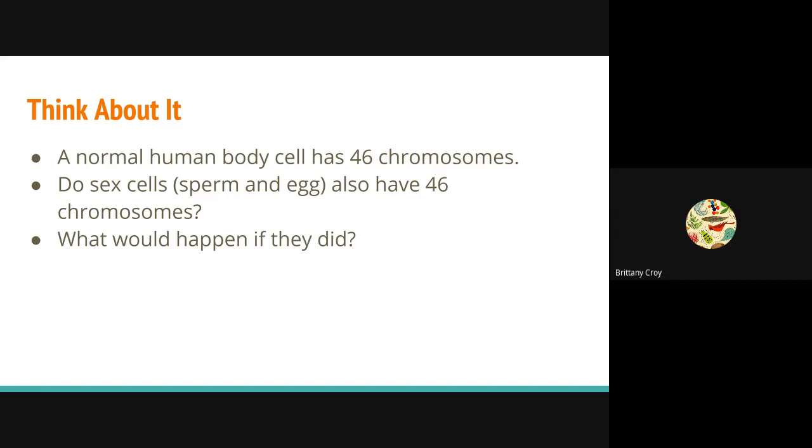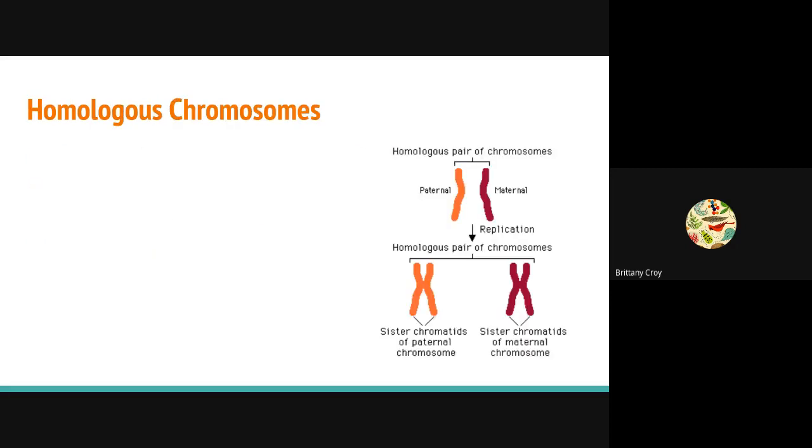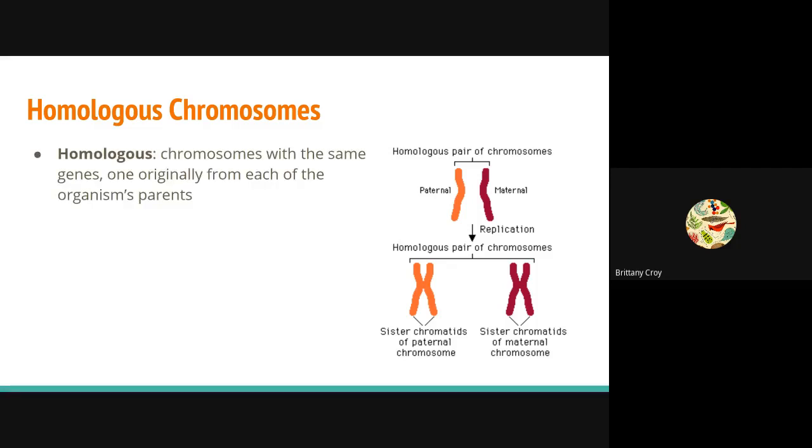So today we're going to talk about the process that cuts that chromosome number in half, also known as meiosis. A quick review of some words, starting with homologous chromosomes. Homologous chromosomes are chromosomes that have the same genes, and we got one from our mom and one from our dad. So this right here is actually two chromosomes.